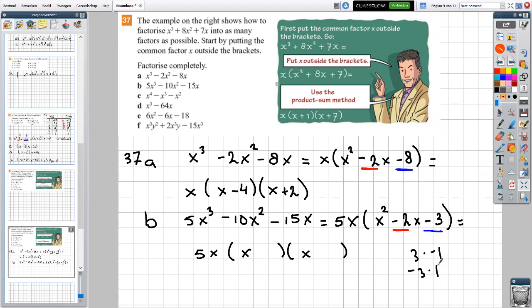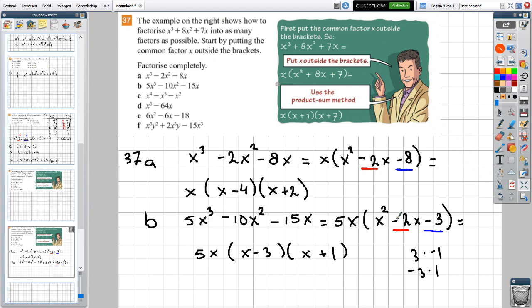And here I have to use those, right? -3 and +1. Because -3 times 1 is -3. -3 plus 1 is -2. That's how you're going to do this. Okay.